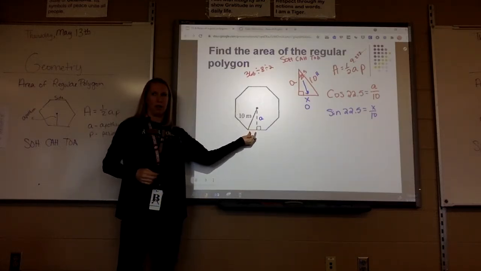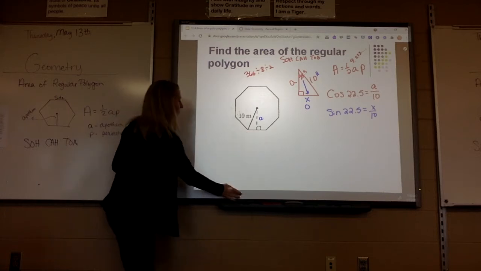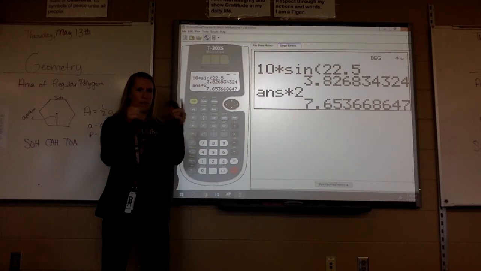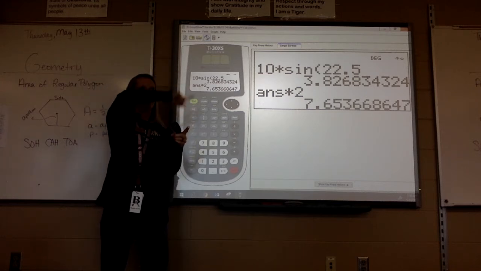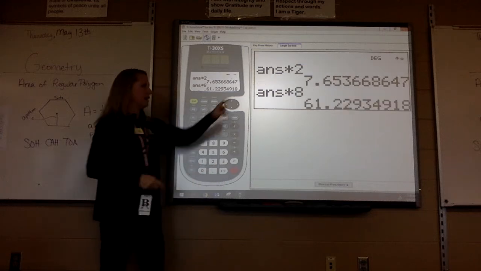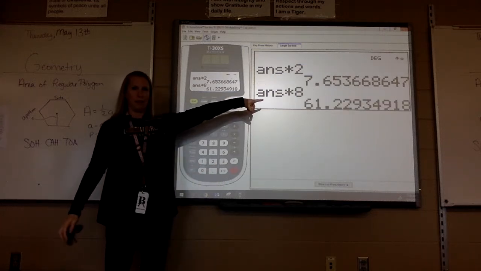So remember, that is just half my side length. So what do I need to do to get the whole side length? Times 2. So just hit times 2. That's one side length. How do I get the perimeter? Times 8. Okay, so that's my perimeter.